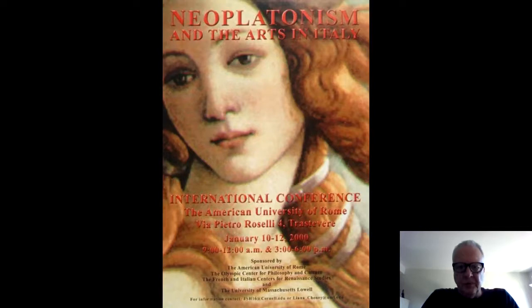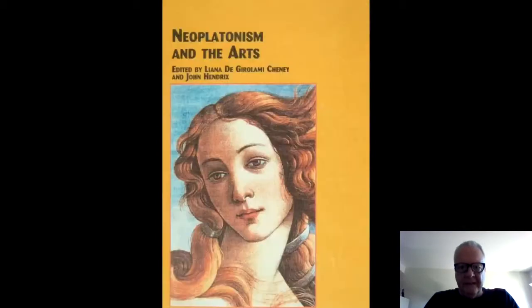So this is a poster for the conference in Rome with the picture of Simonetta Vespucci from Botticelli's Birth of Venus on it. And there's a book from that conference also with the picture of Simonetta Vespucci.